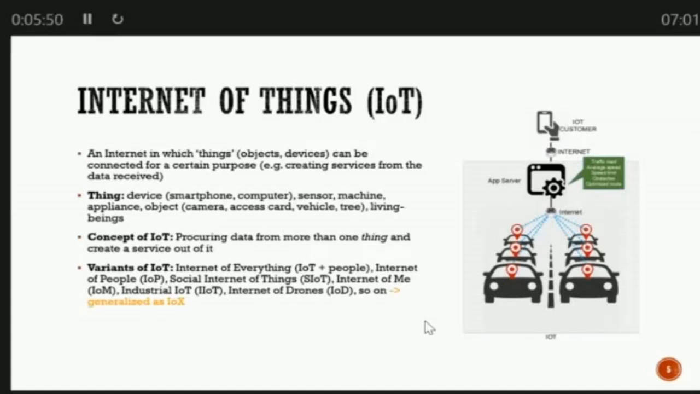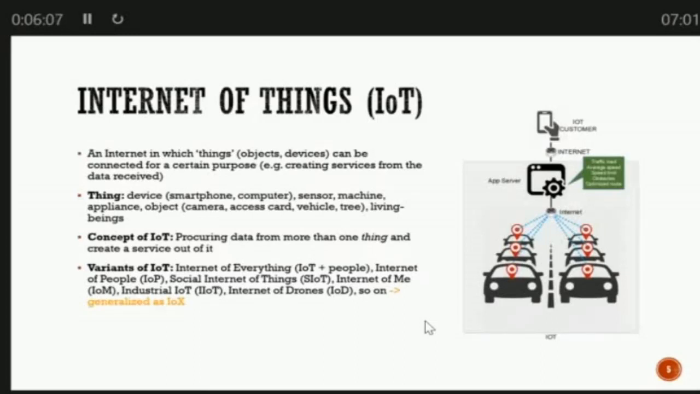When we strictly talk about the industrial things in an Internet of Things, then this is known as industrial IoT. So in industrial IoT, we are not generally talking about the things. Those things are industrial things. That's the difference between IoT and industrial IoT.